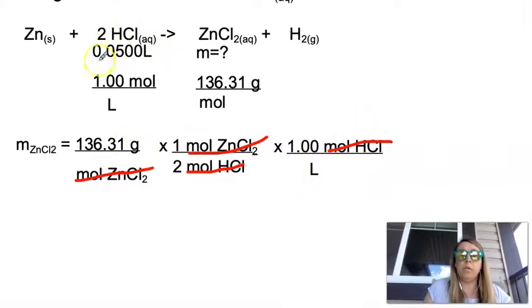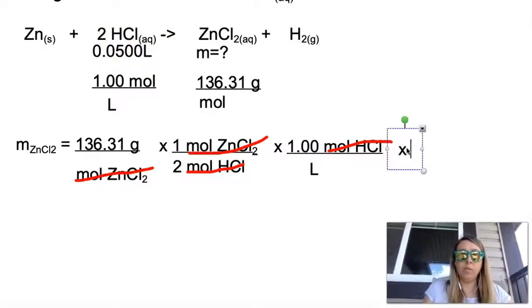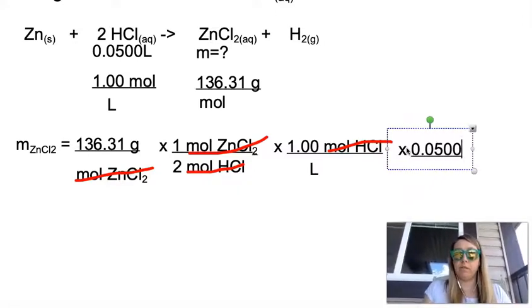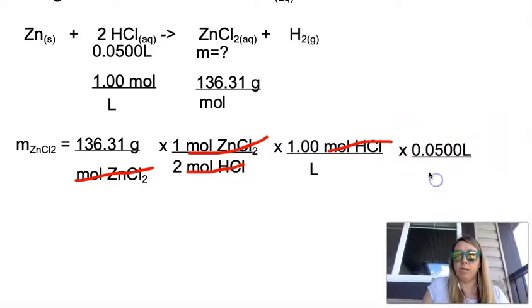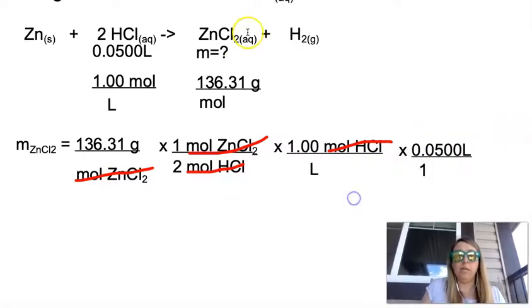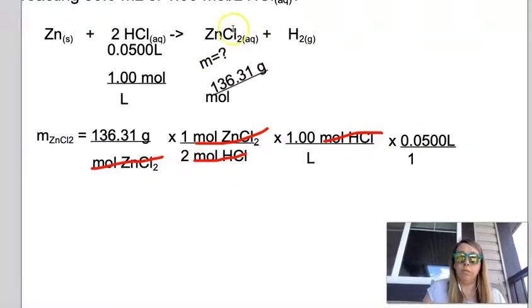So we haven't used this yet, the volume, so we can go ahead and use that. We know to get rid of liters, it has to go on the top. So we're going to times by 0.0500 liters, and we will just put that over 1. Okay, now we can get rid of liters. Oh, I don't know how I made that tilt sideways, but all right. So we have that.